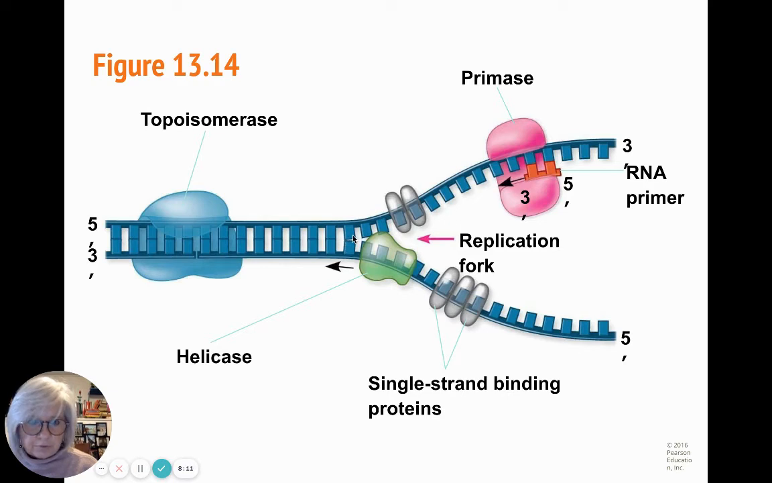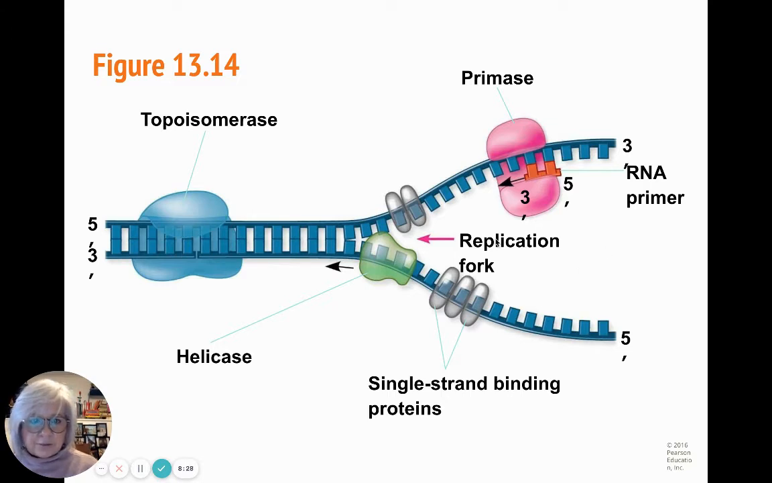Then the other proteins that are really important, we don't call these enzymes, they're just proteins, they're called single-strand binding proteins. So these guys latch on right after helicase to keep this fork from closing back on itself. Those hydrogen bonds really want to form, so we need to keep that separated.